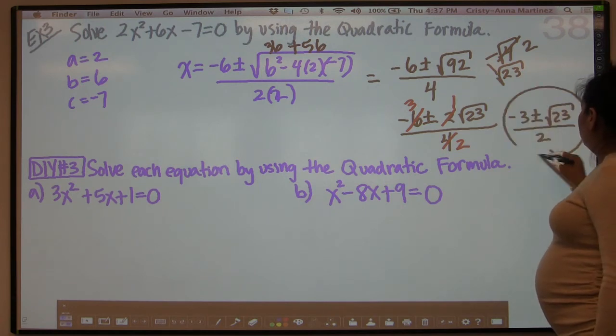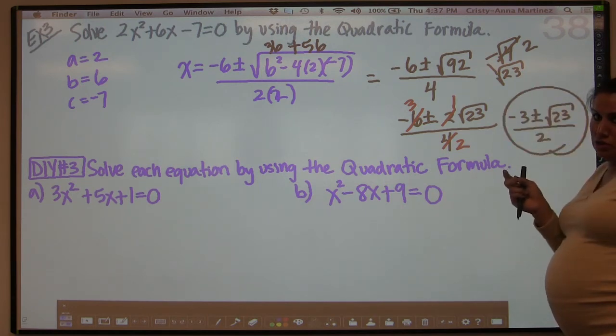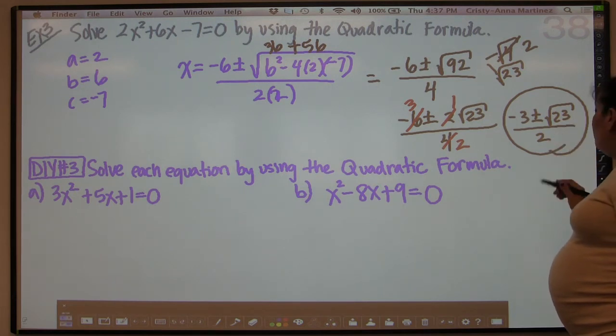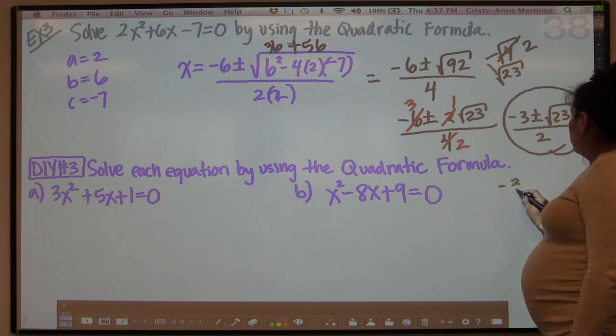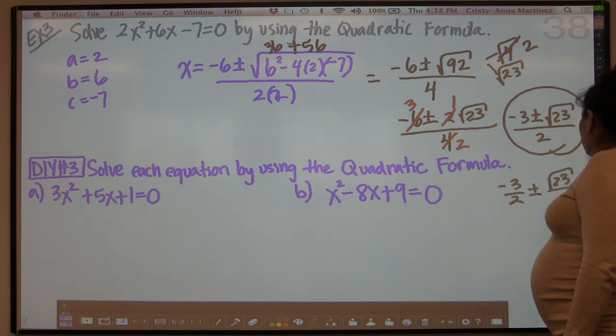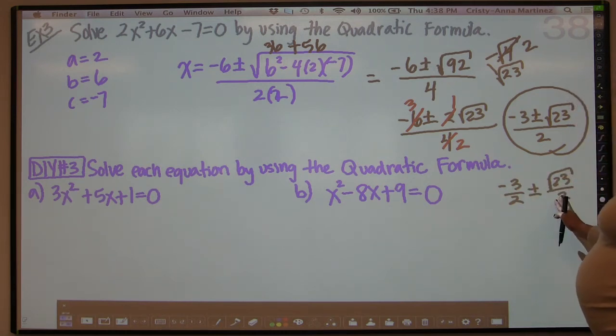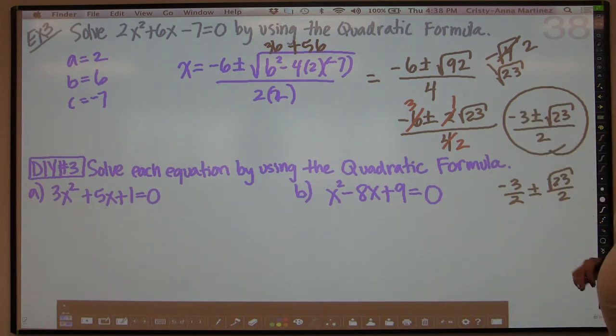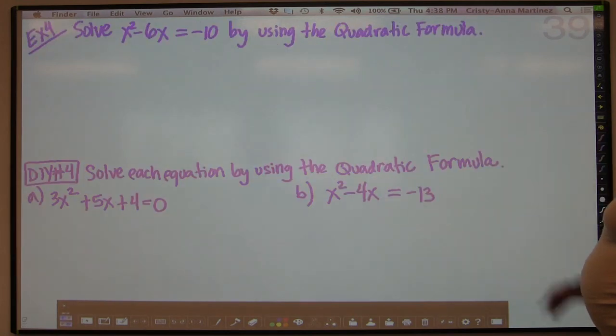This is sufficient for your answer. This is called irrational roots because the square root of 23 is a decimal. So we just leave the answer like that. Now if you want, you can go negative 3 divided by 2 plus or minus the square root of 23 divided by 2, like separate them like that. But you don't have to, you can leave it like this. So now I want you to try to do it yourself, number 3, A and B.